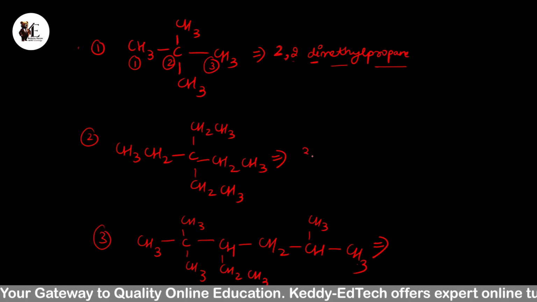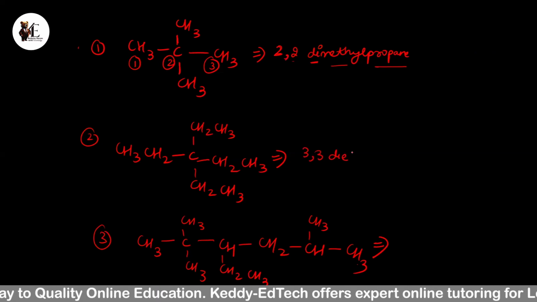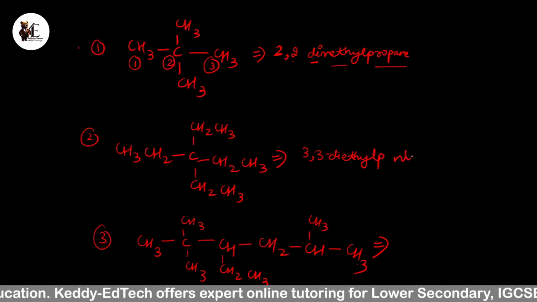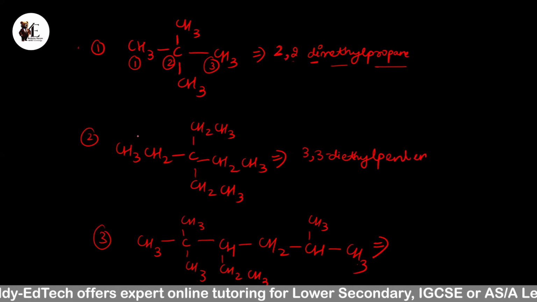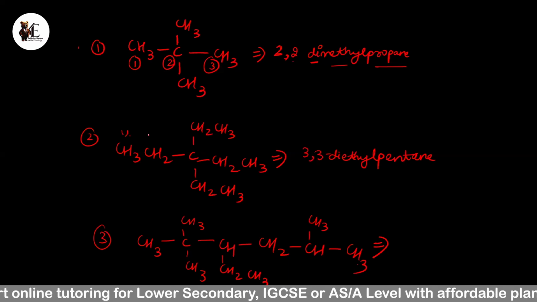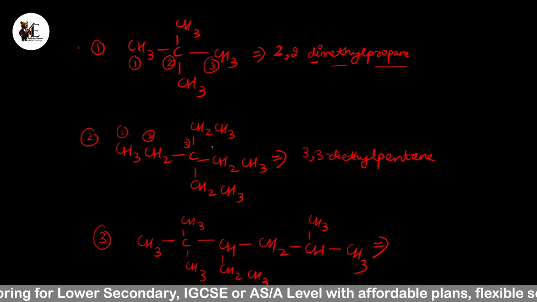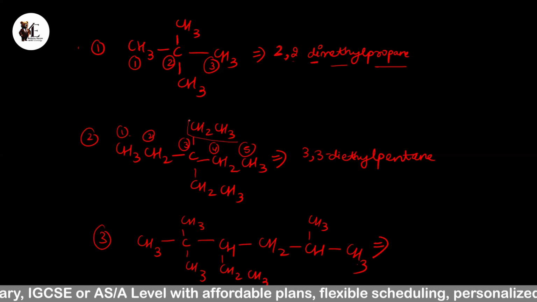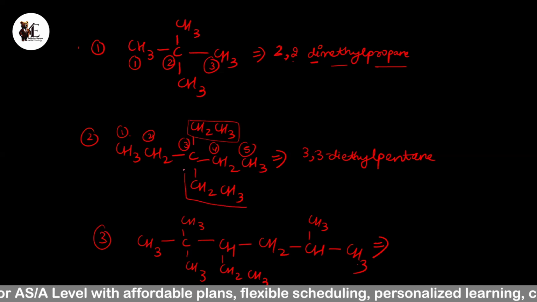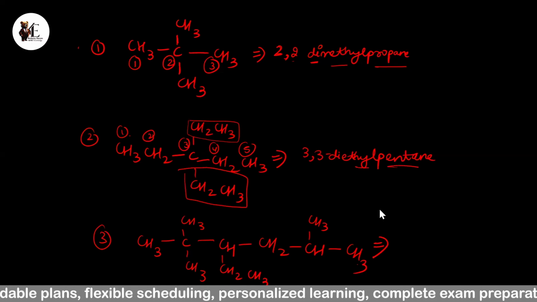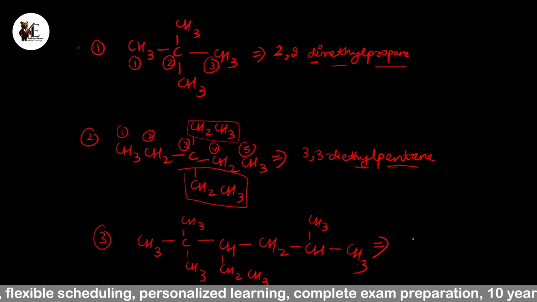3,3-diethylpentane. Yes, 3,3-diethylpentane. Because counting will start from here or here, it is symmetric. 1, 2, 3, 4, 5. Since at the 3 position you have 2 ethyl groups, you have to write 3,3 diethyl and then pentane. Yes, Sharma, tell me what is the name of third compound?